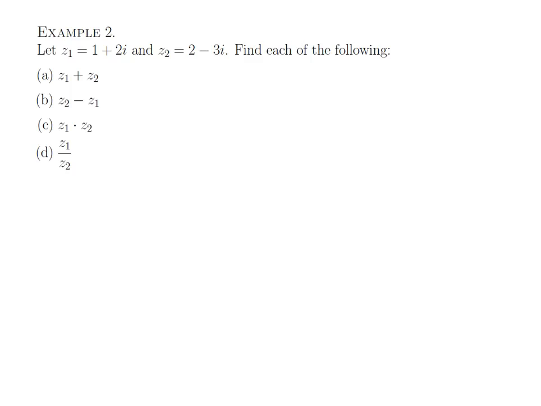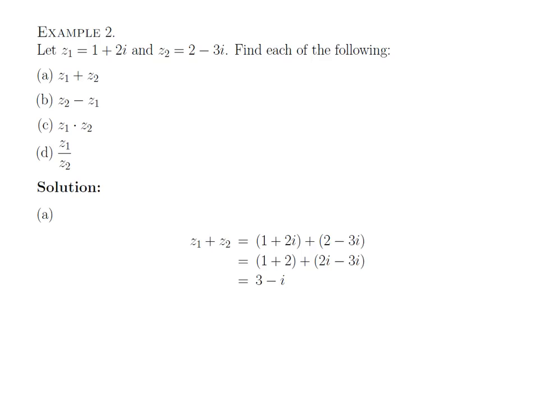Here we have two complex numbers, z1 equals 1 plus 2i and z2 equals 2 minus 3i, and we're going to examine the methods for basic arithmetic with complex numbers by finding the sum and the difference, the product and the quotient of these two numbers.